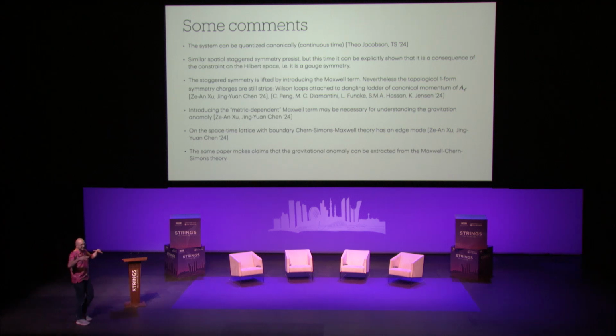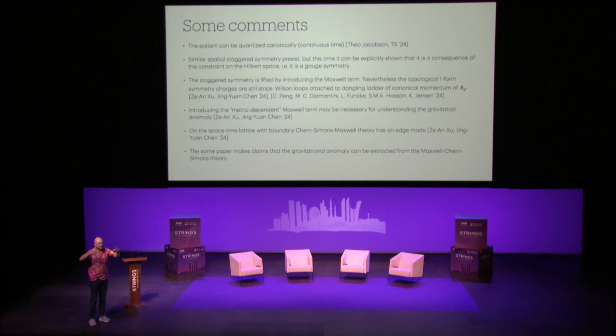You can actually relax this by introducing a Maxwell term. When you introduce a Maxwell term, the staggered symmetry is gone, and this constraint is gone also on the Hilbert space. And that's another way to regulate the theory. And in some recent papers by a Beijing group, Jingyuan in particular, and some other people, who are, I think, scattered all over, were looking at such constructions. These people here were looking at the canonically quantized system with Maxwell term, and here it was a space-time lattice. And this paper in particular is interesting.